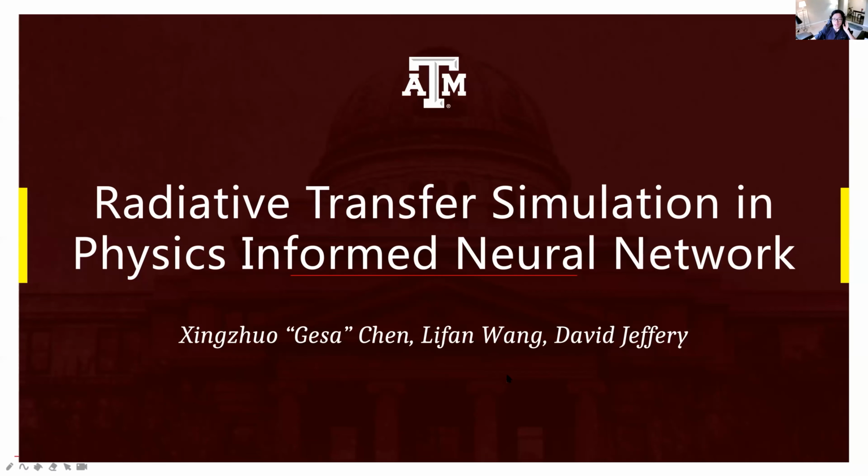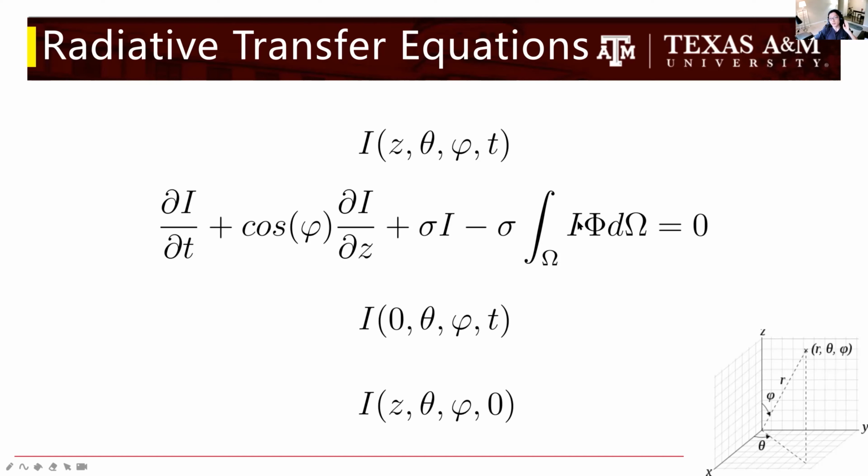And here is our radiative transfer equation. We have the time derivative and spatial gradient, and we have the absorption term sigma and the emission term. This emission term is just the light from other angles getting scattered into our viewing angle. And this big phi here is the scattering phase function, which tells the probability of light being scattered in a certain angle.